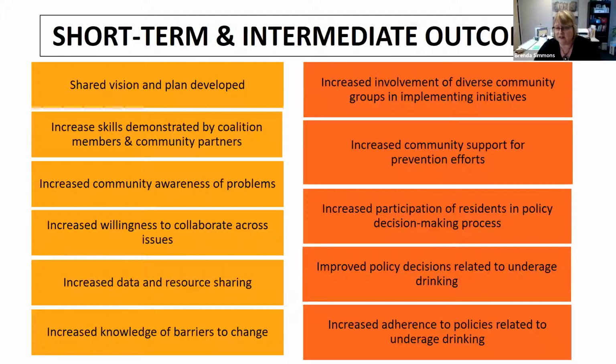Increase data and resource sharing. This is going to be really important when you're establishing metrics for your program and informing your planning and implementation process. And then increase knowledge of barriers to change. So really, you're needing to achieve these short-term outcomes to get to your intermediate outcomes. And I don't want to say complete all the short-term outcomes and then you move to your intermediate outcomes. These are going to be intertwined, how they're moving forward.